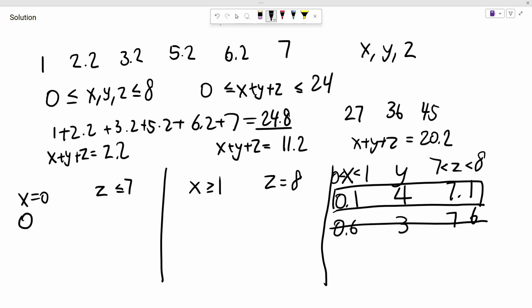X is 0, z is some number less than or equal to 7, and y is something. So now we can do casework. Let's have y and z add up to 2.2. This obviously isn't going to work because we need a number that's, since we're adding 0 to the set, this number or this number is going to become the median, which means that we need a number that's at least 4 to be the median. So then let's make it instead. Let's aim for 11.2.